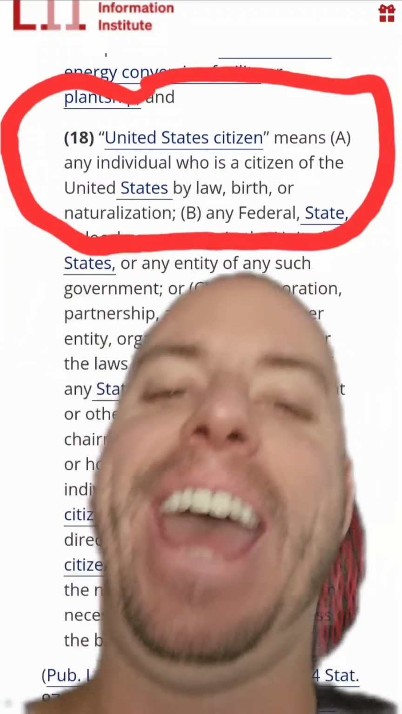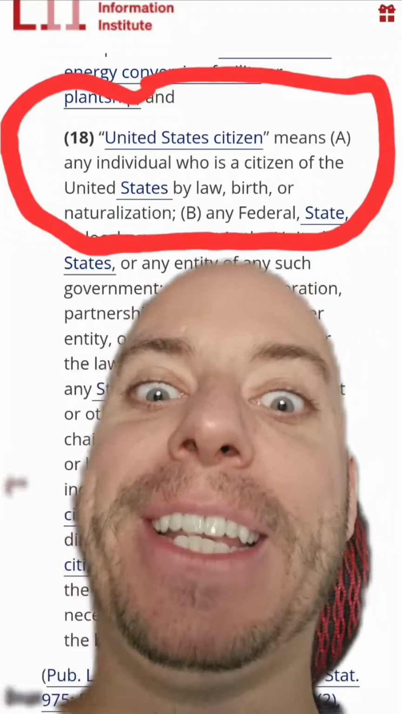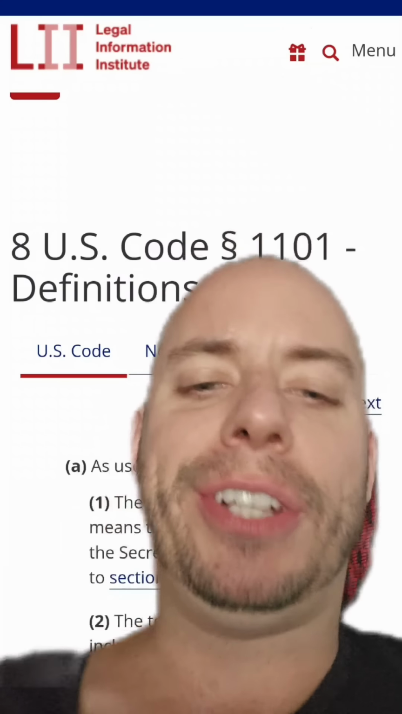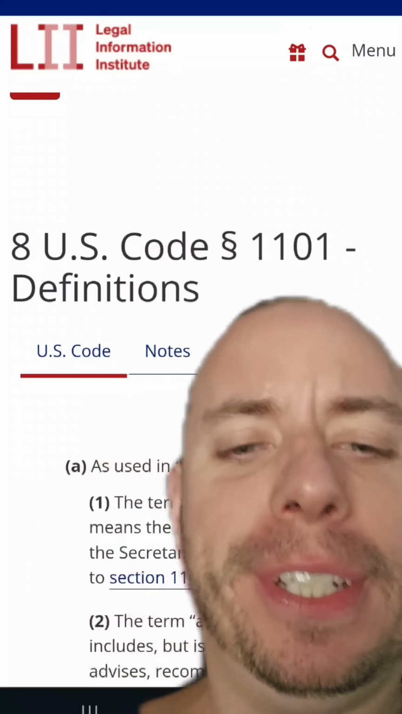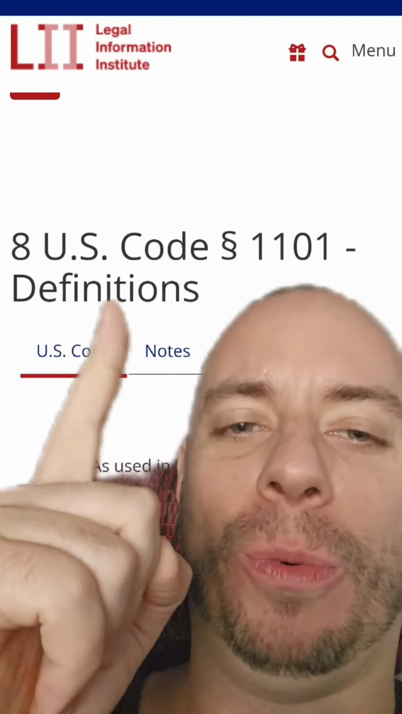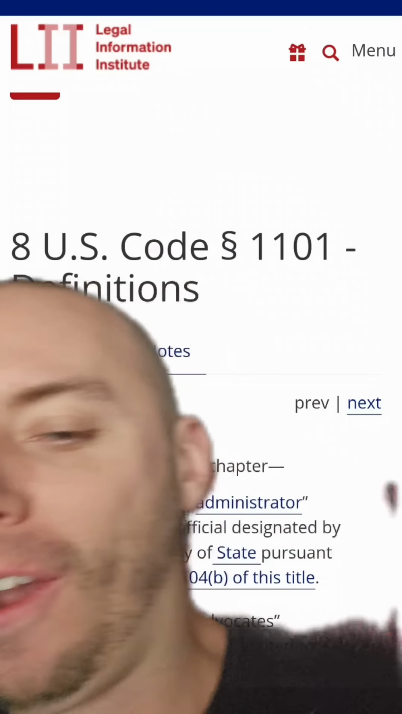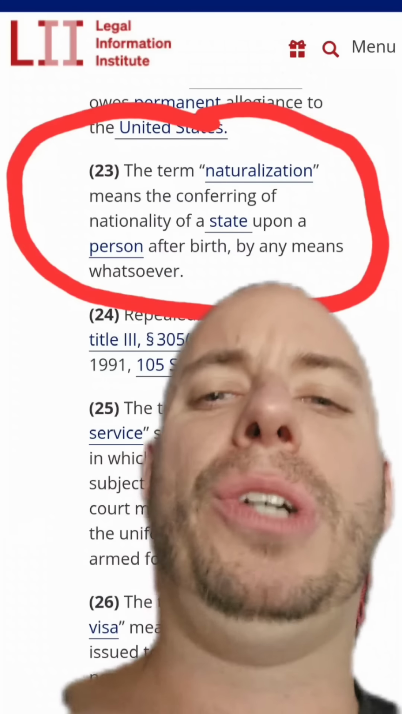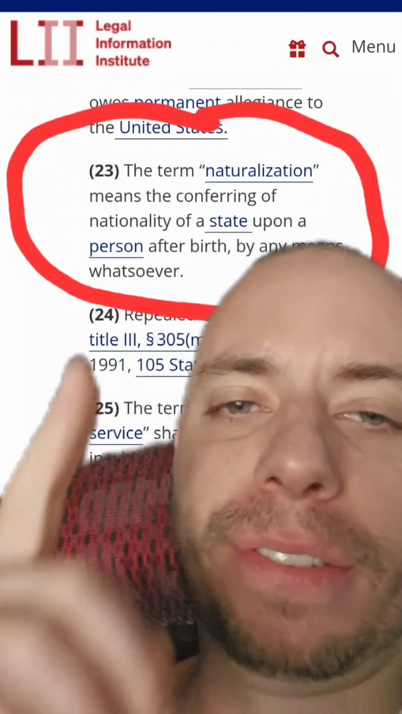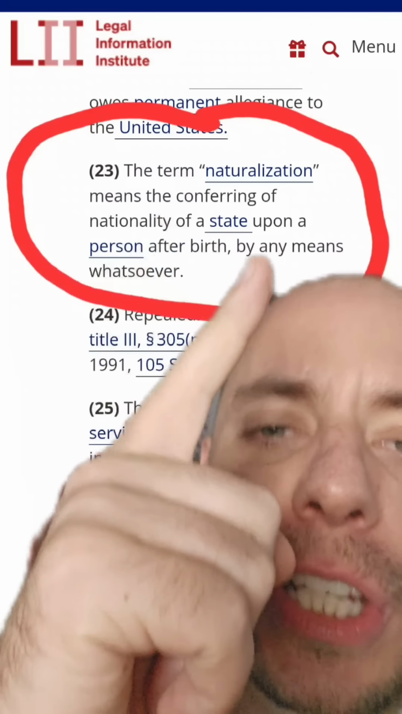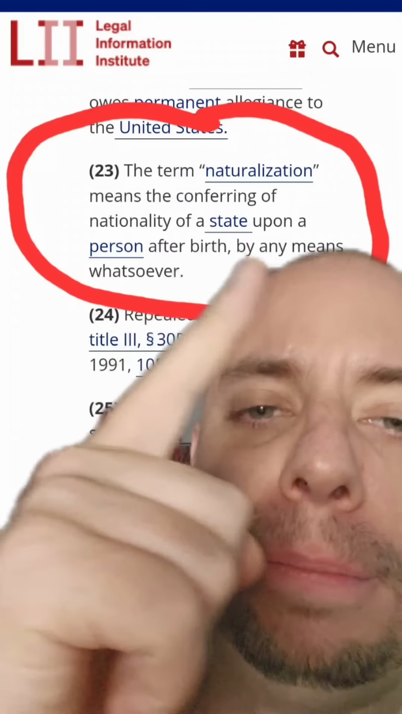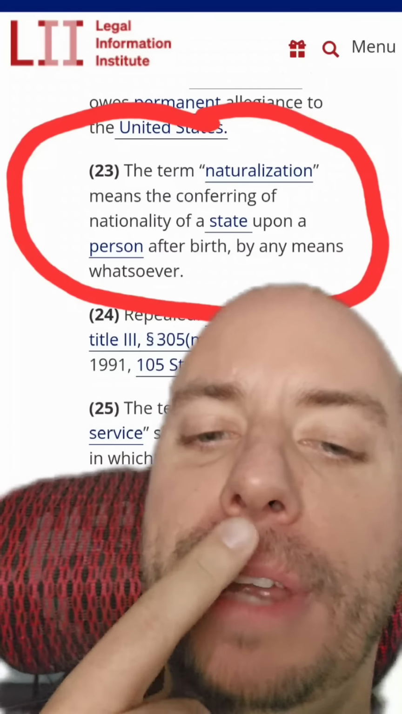Naturalization. That's the big boy. That's the big one. Oh, it's going to change your life, brother. Now, what in tarnation is naturalization? We're going to head over to 8 USC 1101, subsection A23. Here's where the magic happens. The term naturalization means the conferring of nationality of a state upon a person after birth by any means whatsoever.